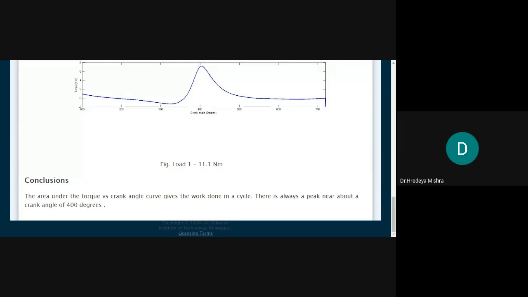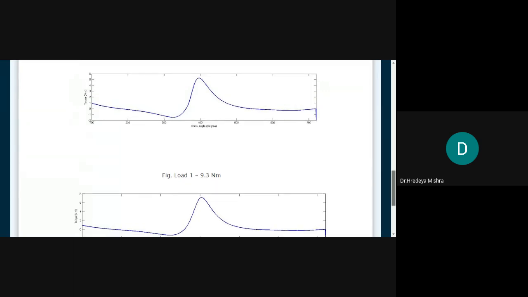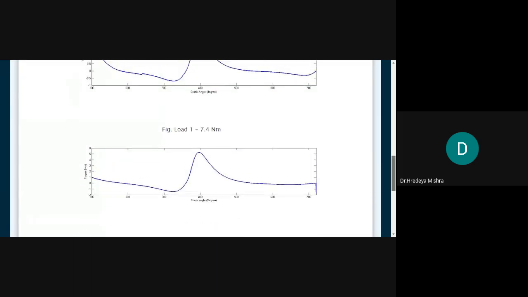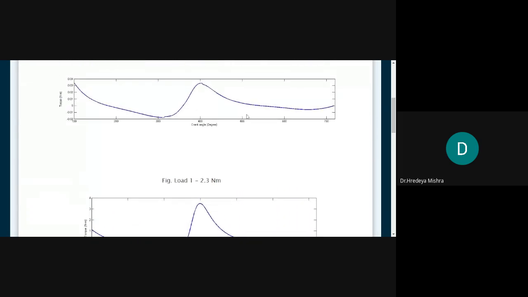So the conclusion from the observation is that the area under the torque versus crank angle curve gives the work done in the cycle. There is always a peak near about the crank angle of 400 degrees. Okay, so see, the observation is this is the 400 degree. Near about the 400 degree we get a peak. Peak is the maximum point in the y direction. See, this peak is always near the 400 degree.